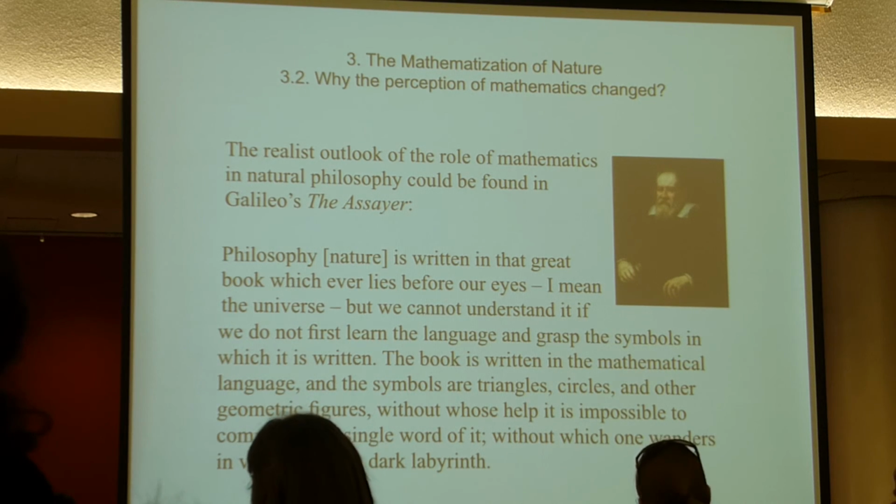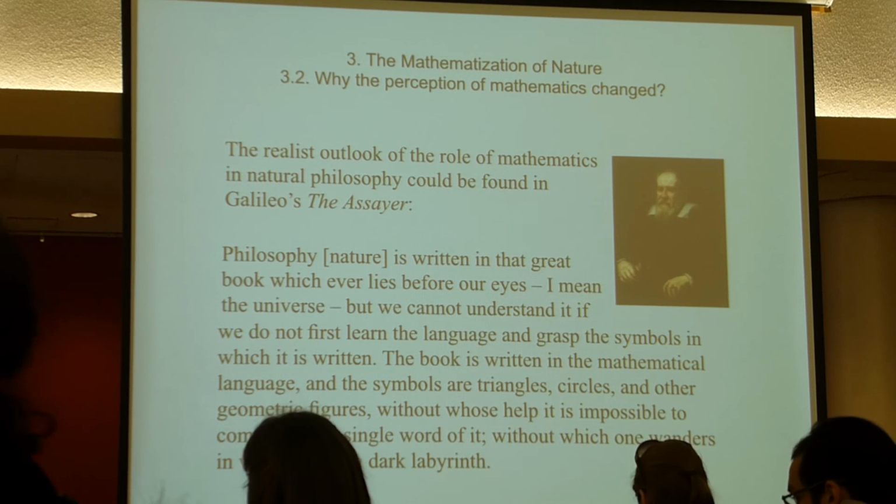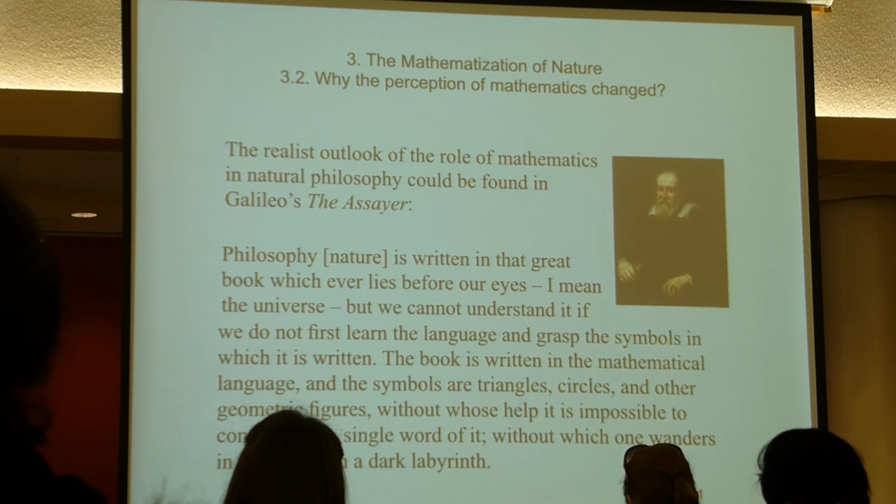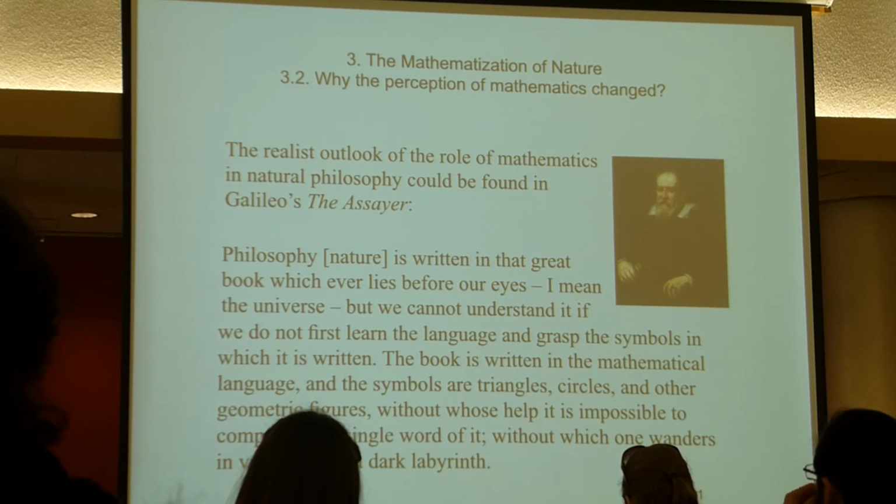Basically, if you think about it, Galilei is a kind of neo-Pythagorean. He says that if you want to understand nature, you have to know mathematics. This is the language. You cannot understand a play if you don't understand the language of the play. So if you want to understand nature, you have to learn mathematics, geometry. And that's a big change from the neo-Aristotelian view.